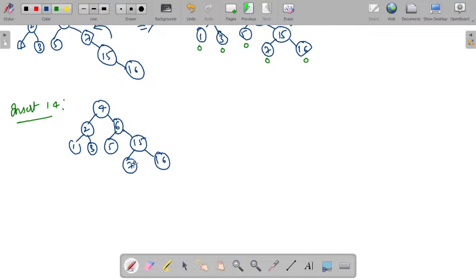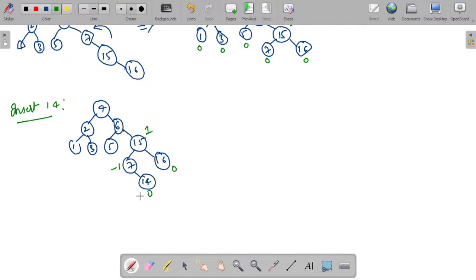To the left side of 15, but left side of 15 already we have 7, and 14 goes to the right side of 7. Now we will compute the balance factors. 0 for leaf nodes, and for this it is going to be -1. For this it is going to be 2 minus 1, which is plus 1, and for this it is 1 minus... So what is the balance factor for 6 now in the right subtree?